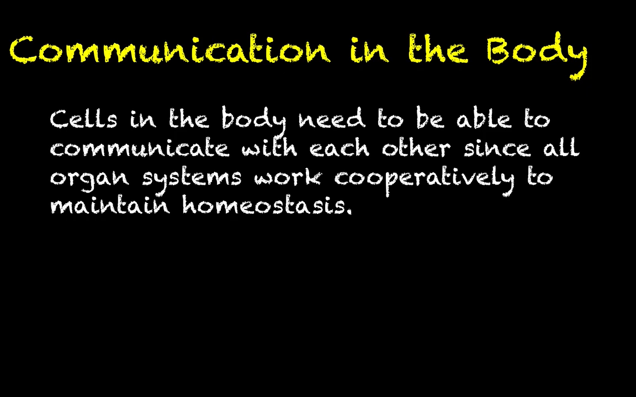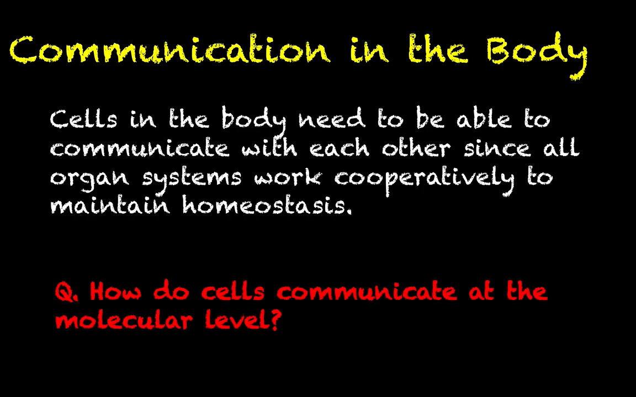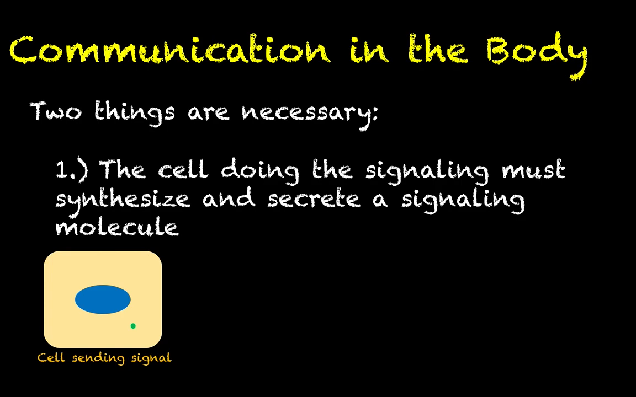with each other, whether it be sensors in the skin communicating with the brain, or cells in the brain communicating with cells in the heart. Cells in the body need to be able to communicate with each other in order to maintain homeostasis. However, what we haven't really covered is the issue of how do cells actually communicate with one another at the molecular level. So there's going to be a couple of things necessary.